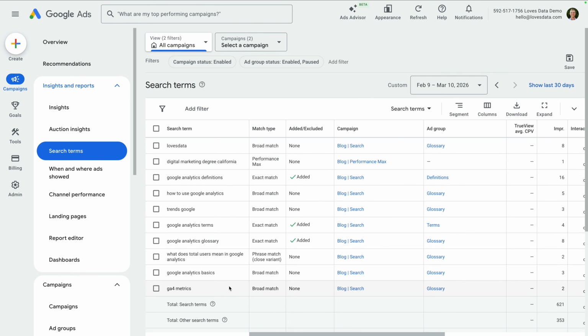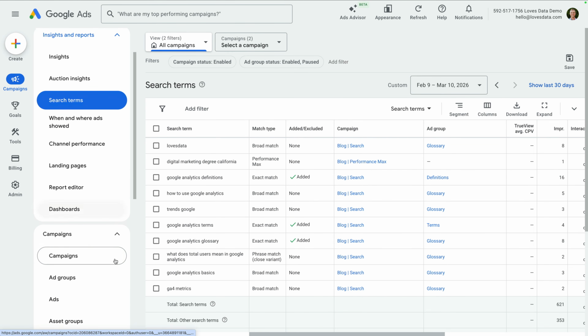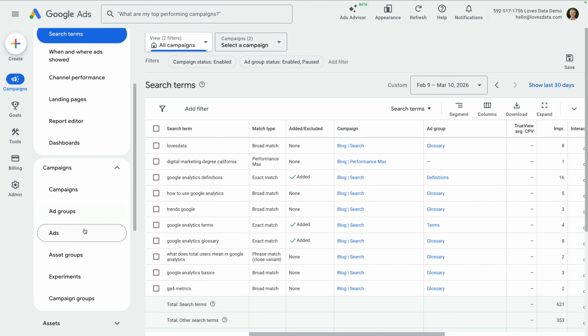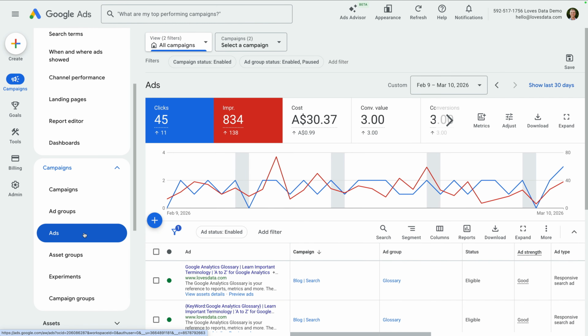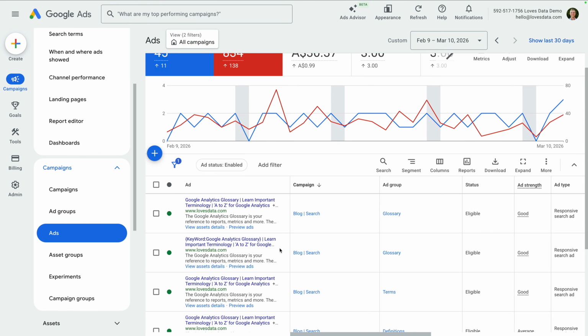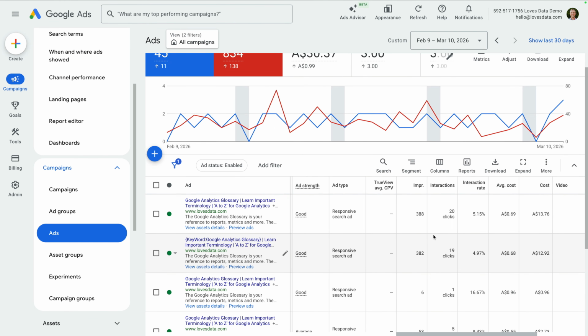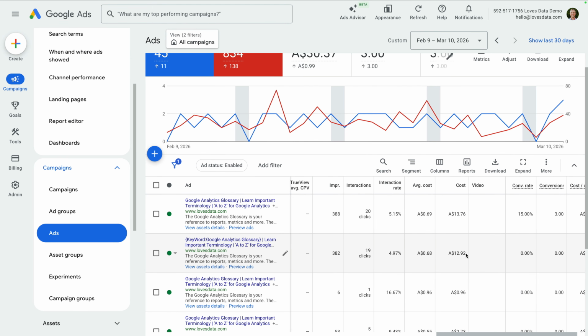Okay, now let's talk about your ads. To review the performance of individual ads, let's select Ads under Campaigns. If you have multiple ads in an ad group, you can compare them to see which one is performing better. You might find that one ad has a significantly higher CTR than another. In that case, you can use the better performing ad as a reference and experiment with a new version to try and improve it.